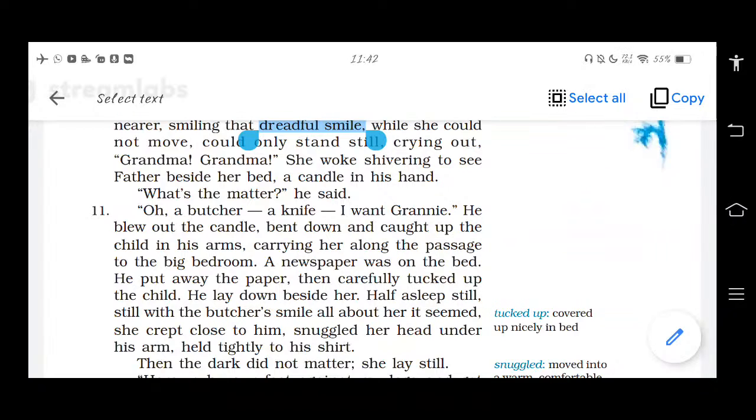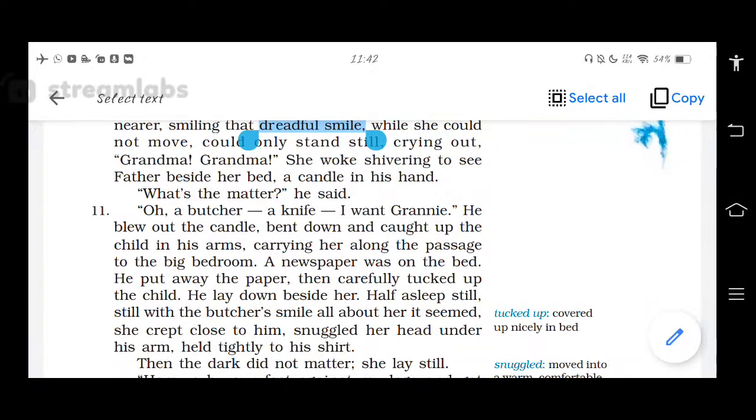Okay. So now she's trying to explain what happened. "What had happened?" "Oh, a butcher, a knife." So she was trying to explain to her father. "A butcher, a knife. I want granny." She did not explain everything. She is generally scared of her father. That is why she did not speak clearly. She speaks like that: a butcher. There is no link from word to word. A knife. I want granny.